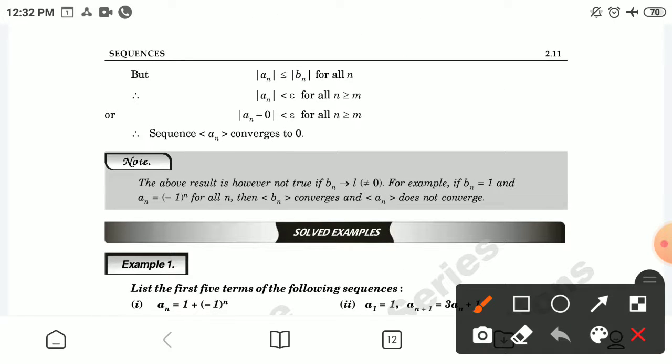But |an| is less than or equal to |bn| for all n, therefore |an| is less than epsilon for all n greater than or equal to m. So |an minus 0| is less than epsilon for all n greater than or equal to m. Sequence an converges to 0.